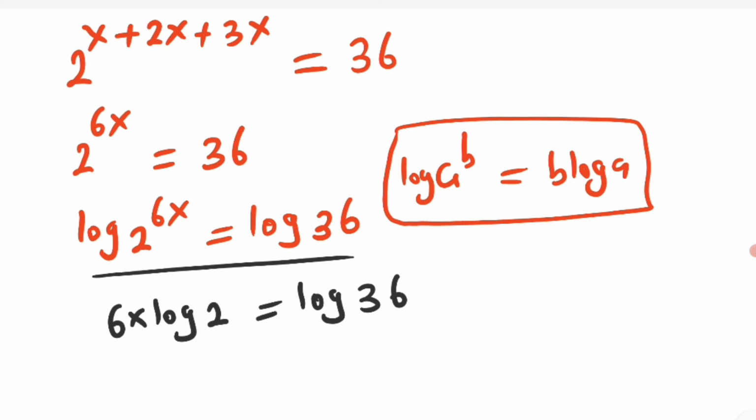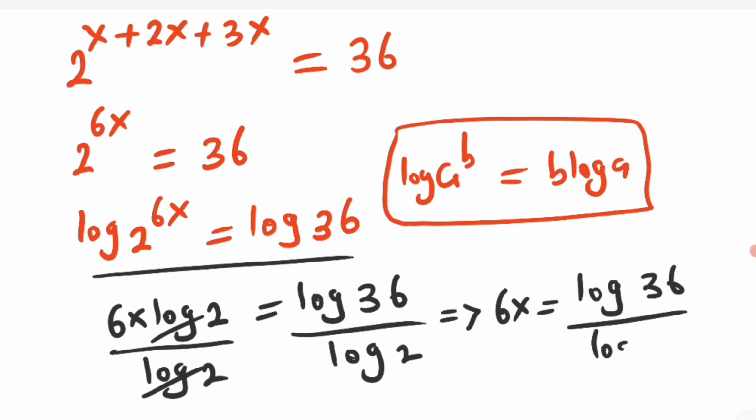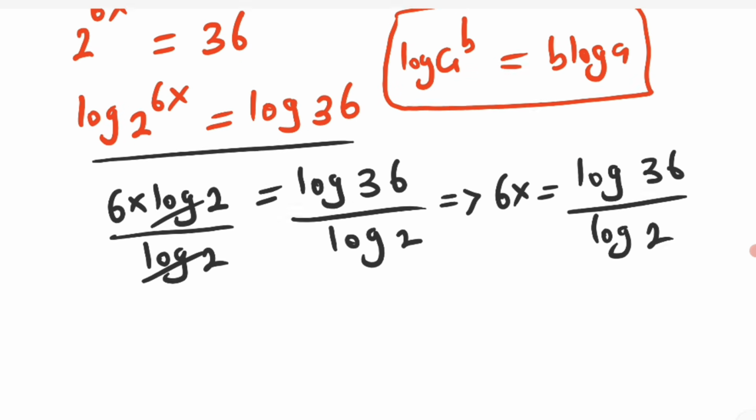Now let us divide both sides of this equation by log 2. This divided by log 2, this divided by log 2. This log 2 cancels this log 2. And this is 6x is equal to log 36 over log 2.